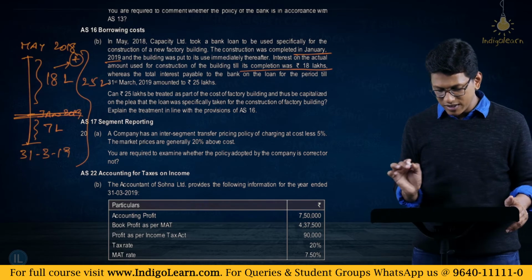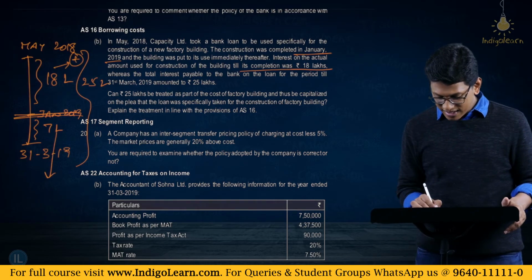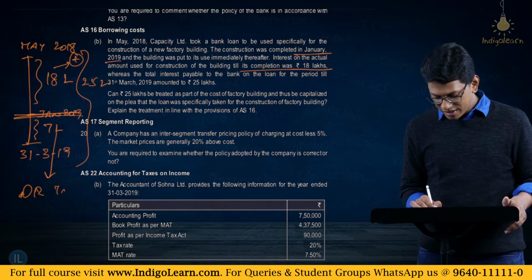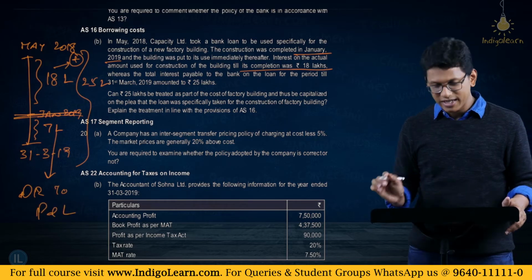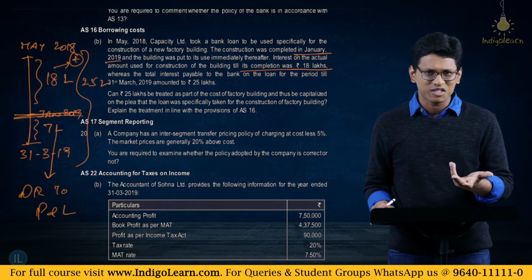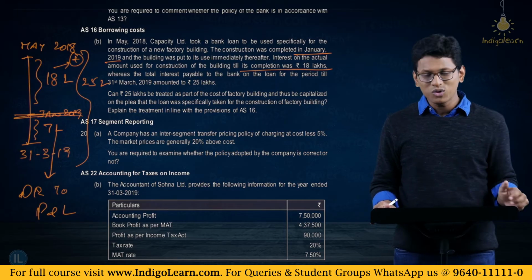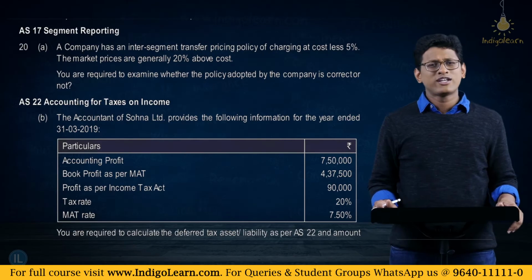Okay, it can get capitalized to the asset. This 7 lakhs should be debited to P&L as interest. That's all. It's an interest borrowing cost. It should be debited to P&L. Now let us look at the next question.